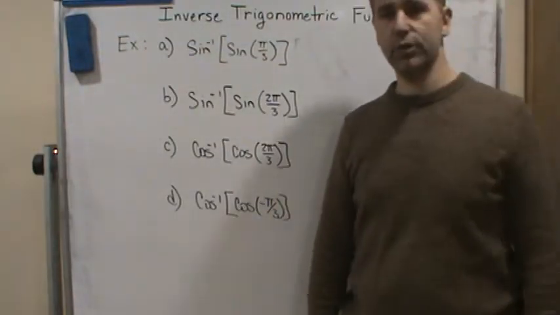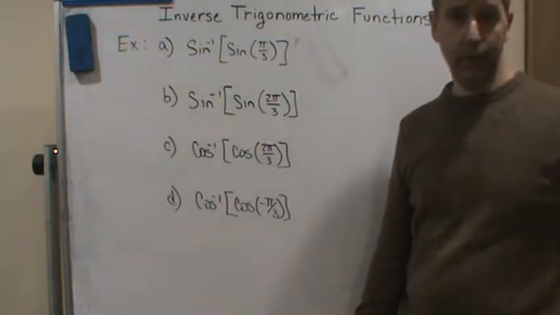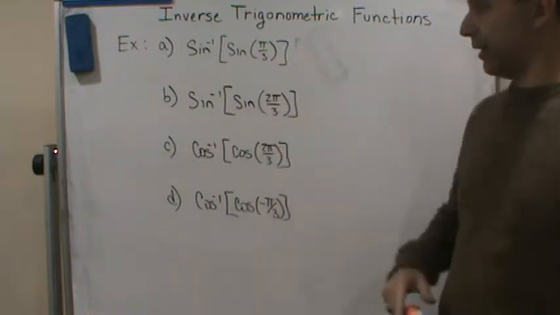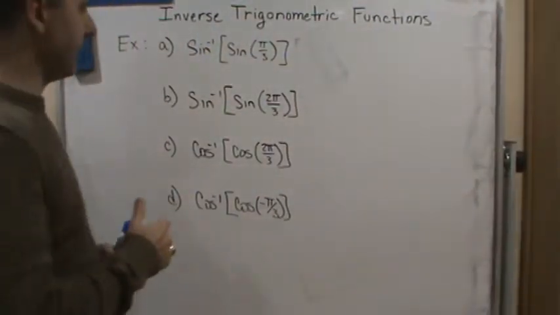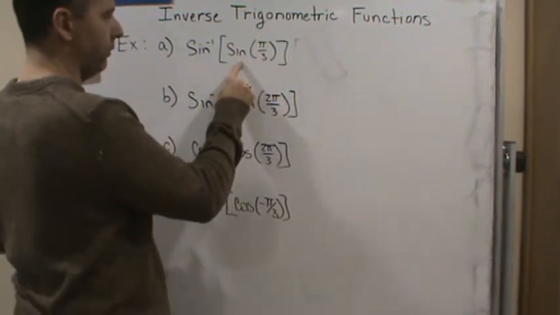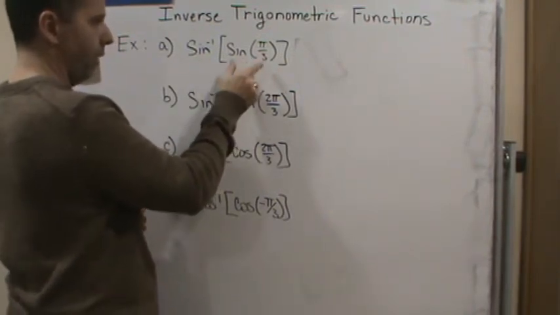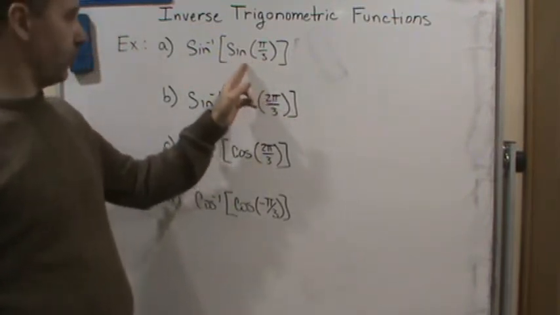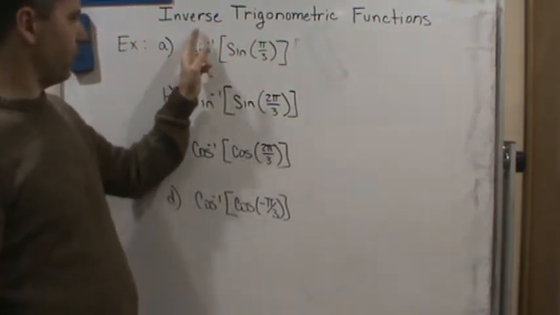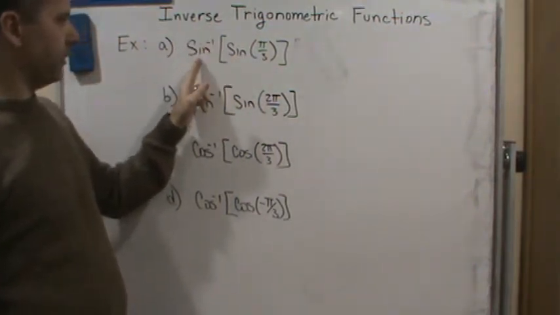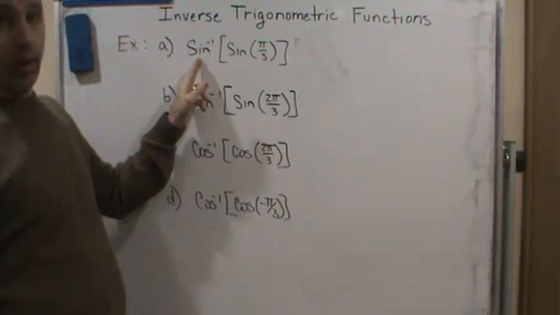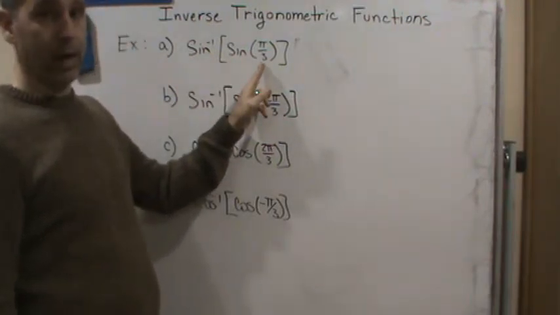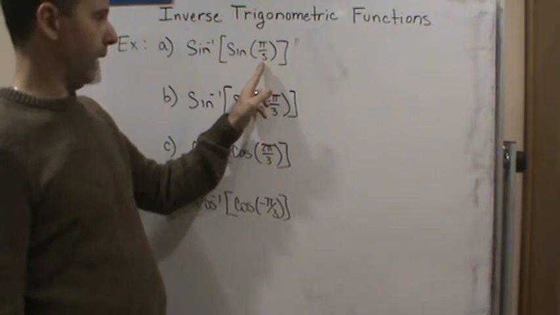Okay, so welcome back. Now let's do some examples where we're going to use the inverse property of these functions. So the first thing we need to do is, again, make sure you understand the domain of these things. In this case, the domain of this function is going to be controlled by the domain of the inside function. The domain of this function is negative 1 to 1. The domain of this function is negative pi over 2 to positive pi over 2.